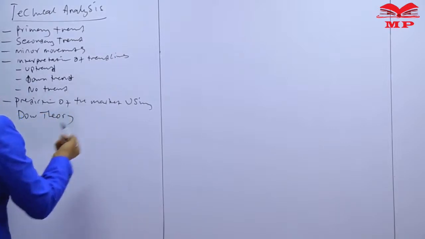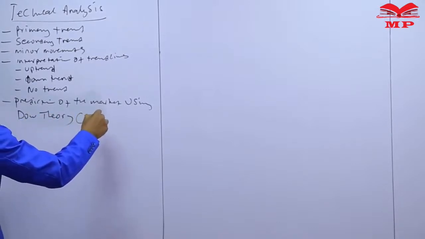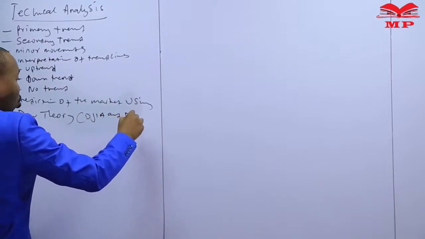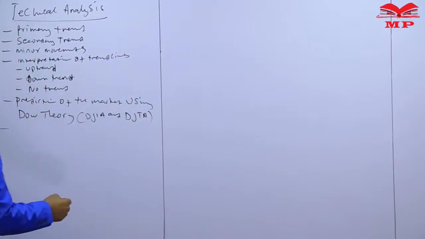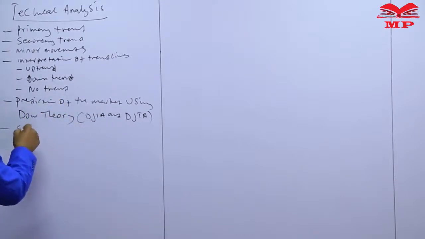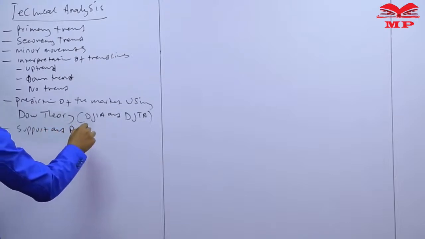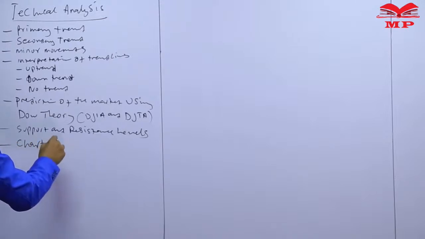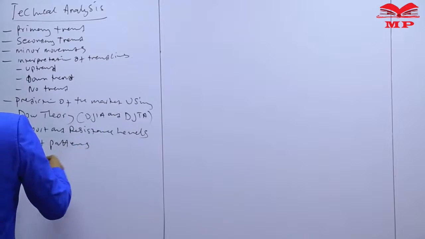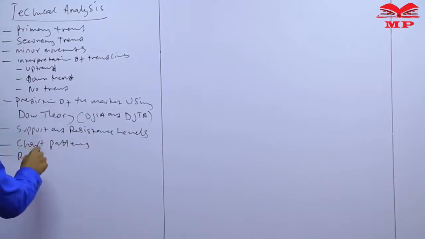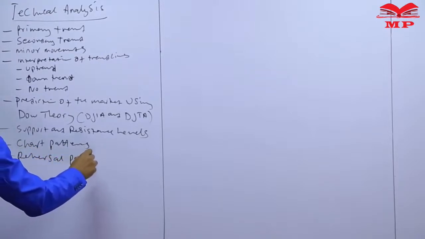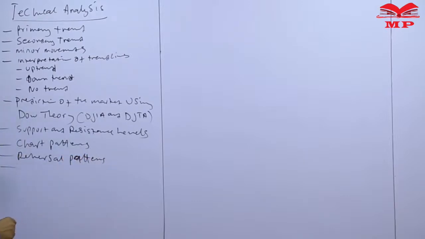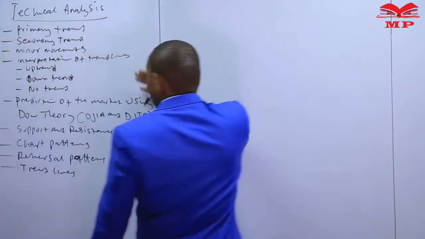Then we move ahead, and we'll be looking specifically at the Dow Jones Industrial Average and the Dow Jones Transportation Average. Moving on, we will look at the support and resistance levels, and try to explain the reasoning behind them. Then we move ahead and look at chart patterns. Then we'll also look at the reversal patterns. And finally, we will look at the trend lines. This is what we will look at today.